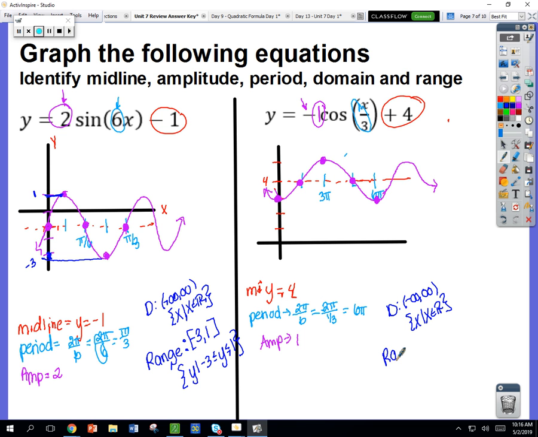And the range for this is my y value. So the lowest the function goes is at 3, and the highest on the y-axis this function goes is 5. So the range is between 3 and 5. Or you can write it for all my y's, y is in between 3 and 5.